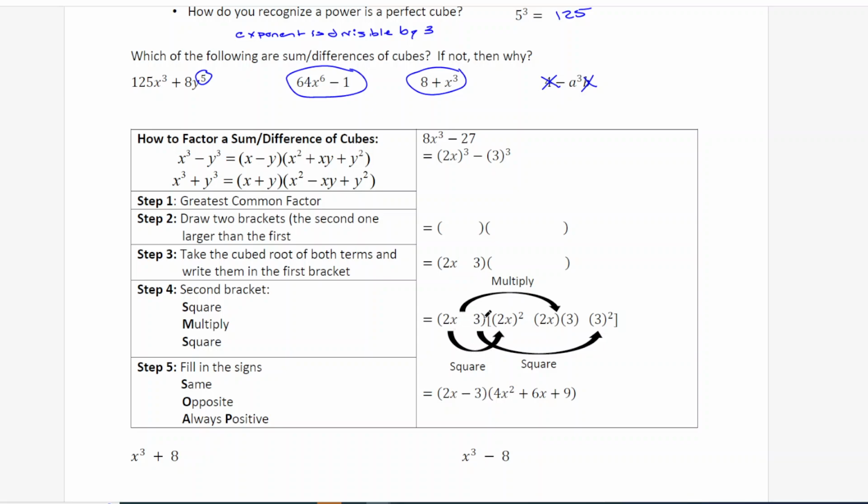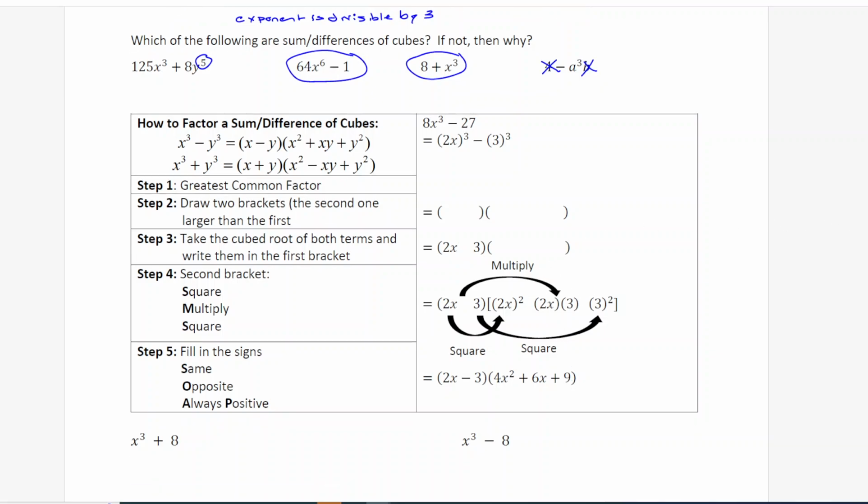We're going to multiply the two terms together, write that second, and then we're going to square the last term and write it last. So we would end up in our bracket with 2x and a 3, and then a 4x squared, a 6x, and a 9. And then the last thing we're going to do is our signs.